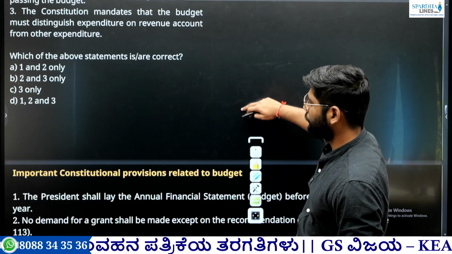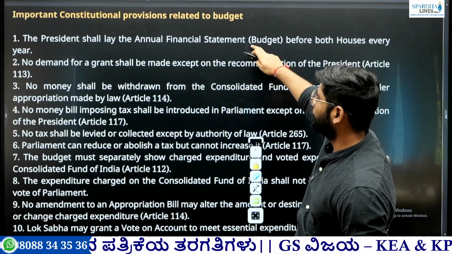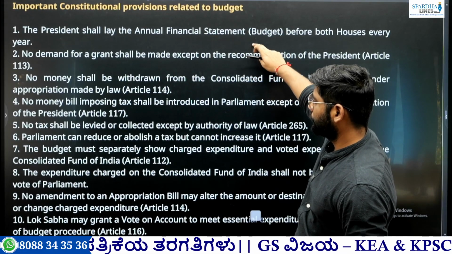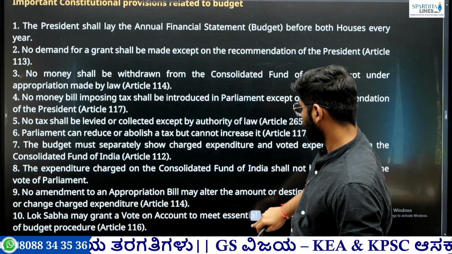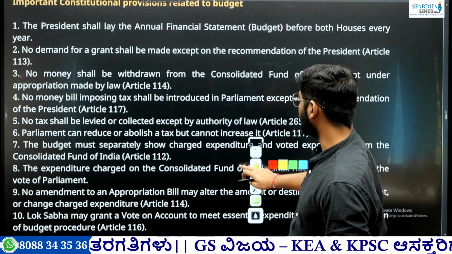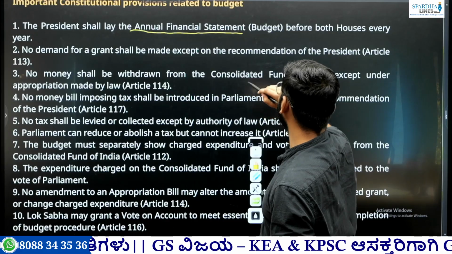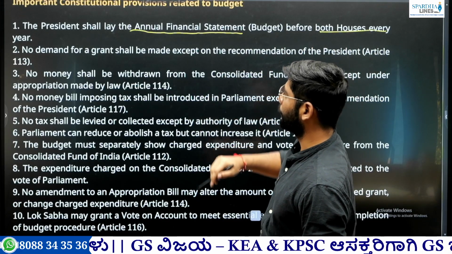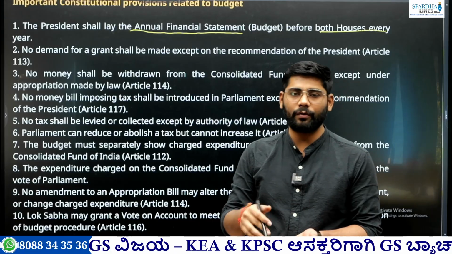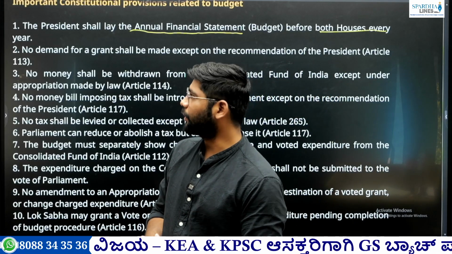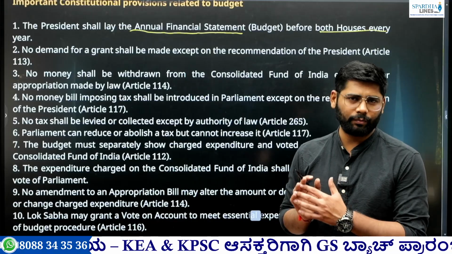The next question. These are important constitutional provisions mentioned in the Constitution itself, so we'll see some important ones. The first says that the President shall lay the annual financial statement before both houses every year. President shall lay means the President calls the Council of Ministers to lay the annual financial statement. On behalf of the President, it is most of the time laid down by the Finance Minister.